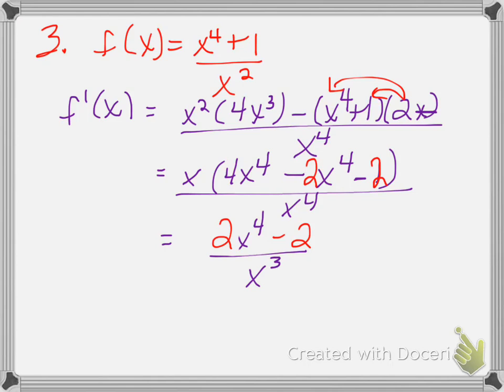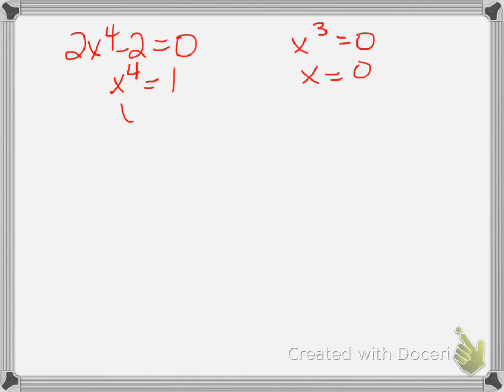Alright, so we're going to take that derivative, we're going to set it equal to 0 so that we can find our critical points so that we can make our number line. And I'm going to do it on the next page just so I have more room. So I'm going to set the top equal to 0, and then I'm also going to set the bottom equal to 0. I get x equals 0. Add 2 on both sides, divide by 2, and then take the fourth root. So it looks like we have 0 and plus or minus 1 to go on our number line.